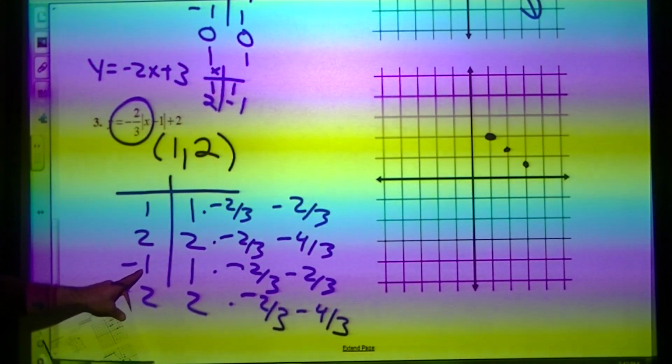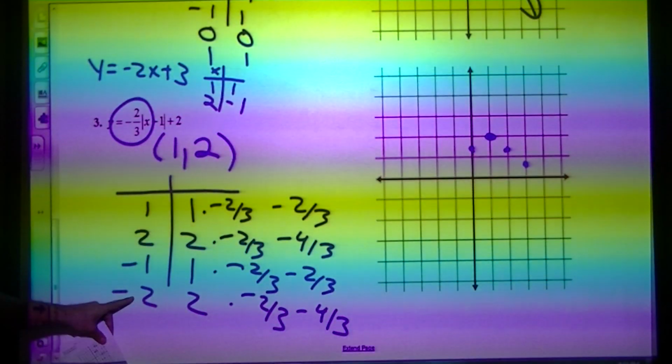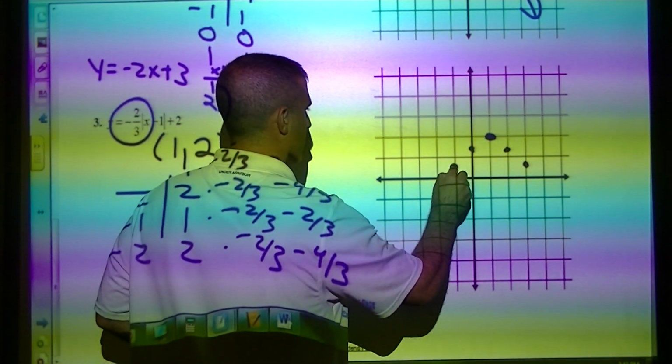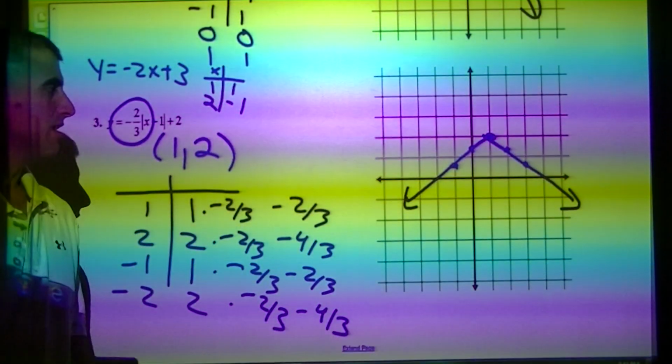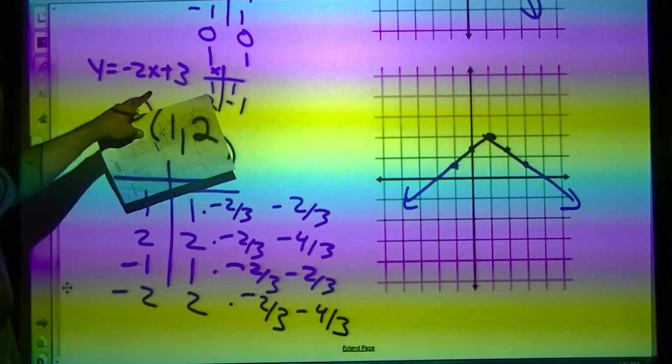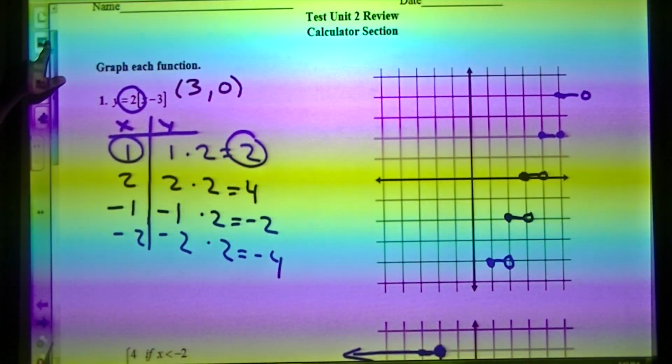Then I'm going to go left 1, down about 2/3. And then I'm going to go left 2, down about 4/3. So it's going to make the shape of a V. Okay? And those are your two absolute value graphs. Here are the key numbers for the step function.